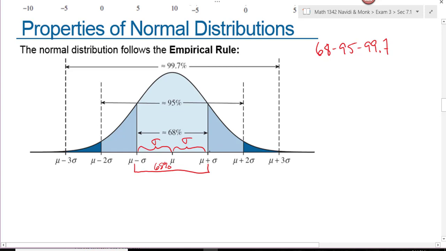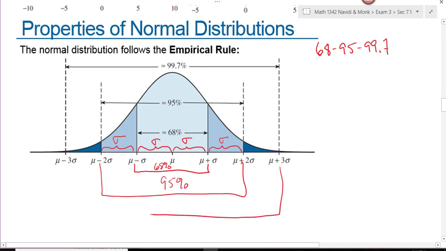Likewise, if I moved out 2 standard deviations from the mean, meaning 2 standard deviations above the mean and 2 standard deviations below the mean, I would see that I have 95% of my data. And then if I went out a 3rd standard deviation, I would see 99.7% of my data fall within 3 standard deviations of the mean. This is called the empirical rule. It doesn't matter what the mean and the standard deviation are. If your distribution is normally distributed, these percentages will always hold for these values.